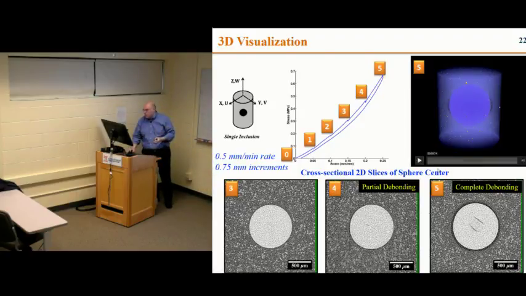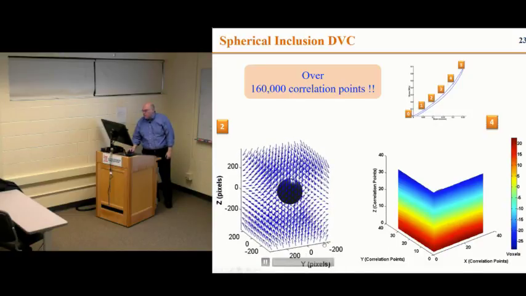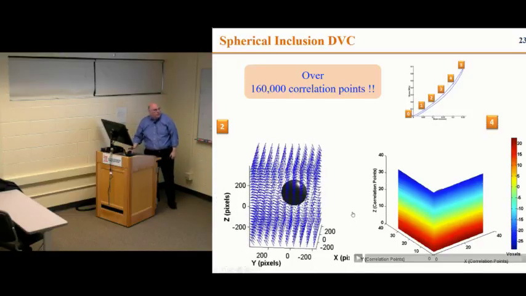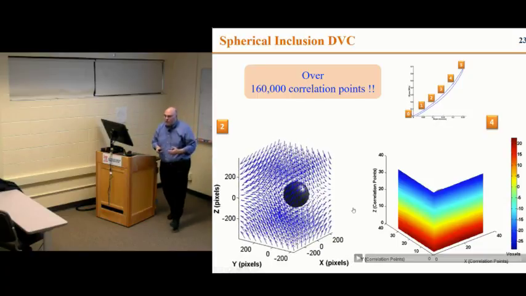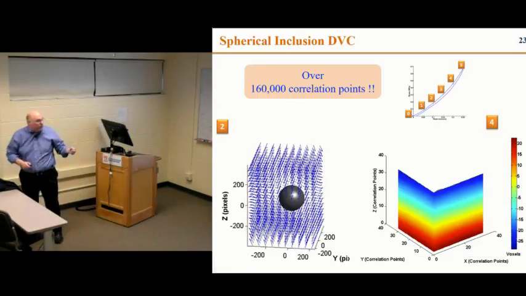But like I said, we can now do metrology because we have all these particles in place. So we can actually measure the displacement field. And this is at point number 2, which is before debonding has happened. And this is the displacement field. We have a very large number of correlation points, 160,000 correlation points, meaning 160,000 measurement points in the entire volume.